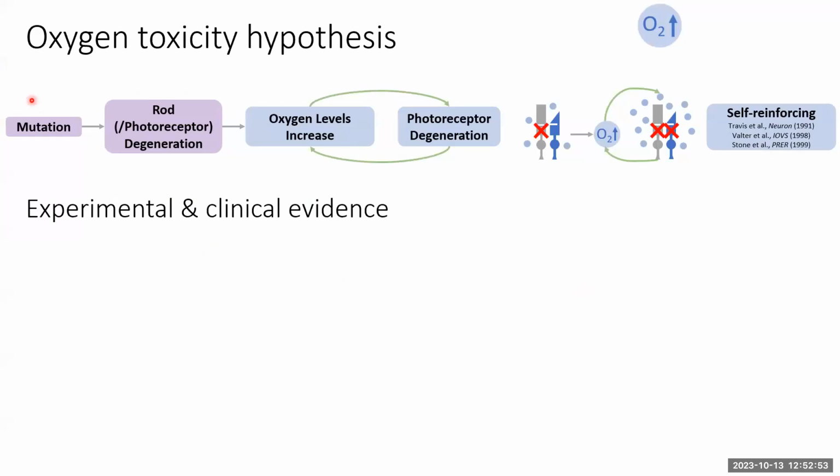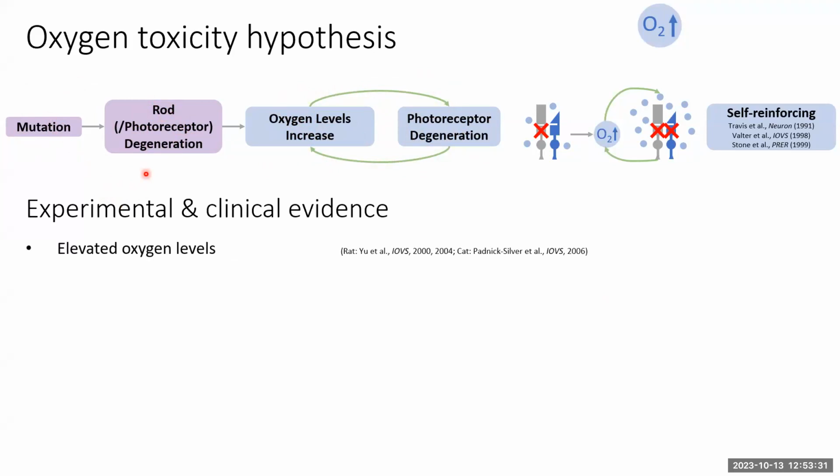So focusing on the oxygen toxicity hypothesis then. The way this works is you start with a mutation that is usually expressed by the rods, so leads to the degeneration of rod photoreceptors. When you lose rod photoreceptors, that decreases the rate of oxygen uptake, which results in an increase in oxygen levels. If these increase enough, then they become toxically high for neighboring photoreceptors, which leads to further photoreceptor degeneration. And then you get a sort of self-reinforcing cycle, as further photoreceptor loss leads to a further decrease in uptake of oxygen and hence an increase in oxygen levels, which leads to further photoreceptor degeneration.